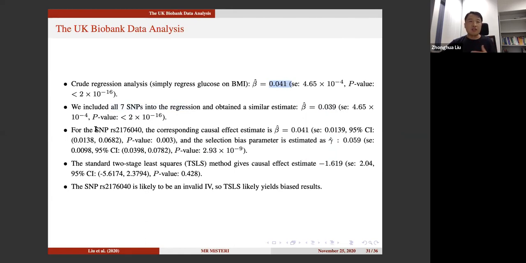Take this particular SNP as an example. Our estimate, MR mystery, gives you this for normal errors, and selection bias this. If we use the standard two-stage least squares, they give you a negative estimate. Of course, the p-value is not significant. So you can see the two-stage least squares can be very different for this SNP. This SNP is likely to be an invalid IV. That's why the two-stage least squares can give biased results.